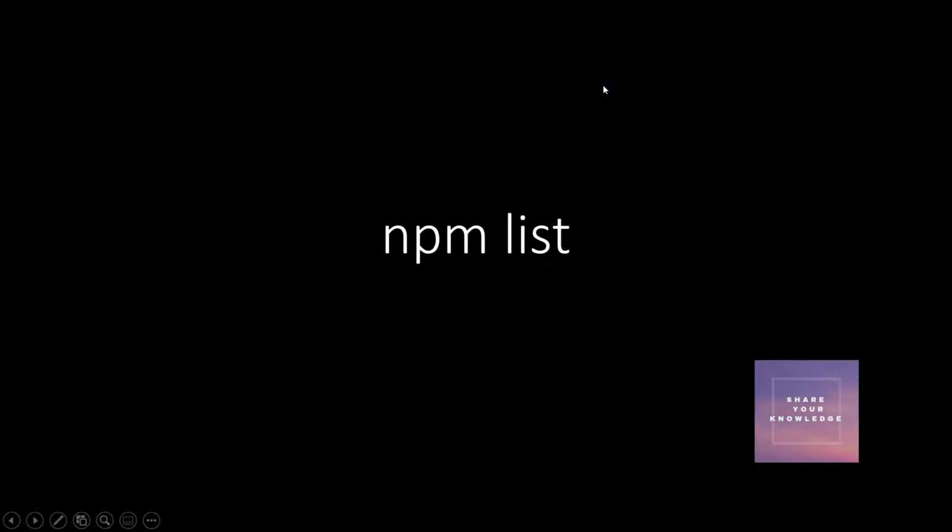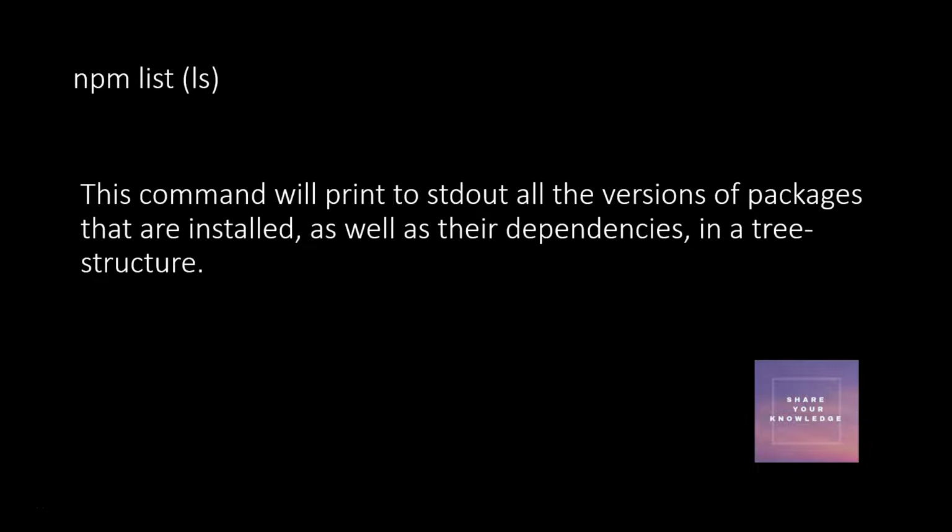Hi all, in this session we are going to see about npm list. That is used for listing all the locally installed packages, or you can also see the globally installed packages using this command. As you know, it is for seeing all versions. With this command you can also see the version with which each package is installed, and all the dependencies.